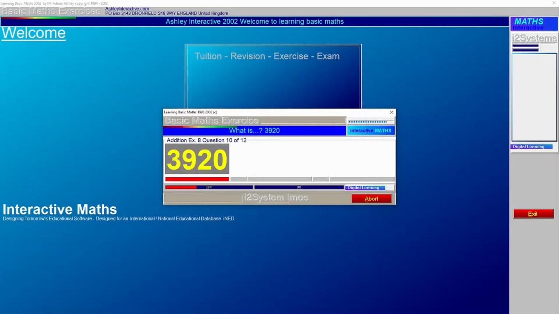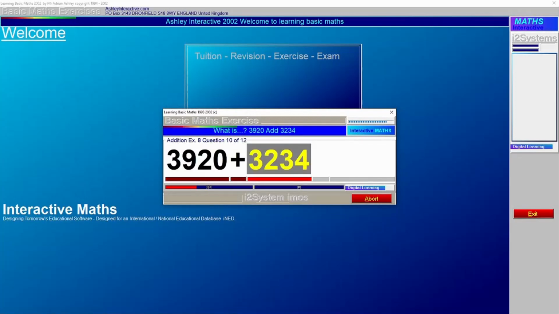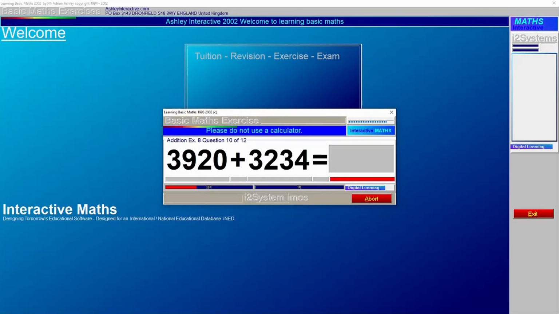What is 3,920 add 3,234 equal to? That is correct.